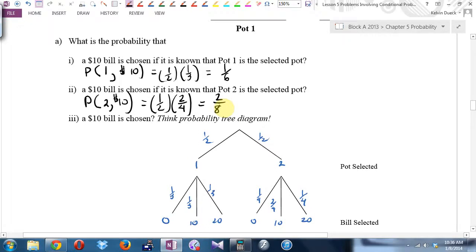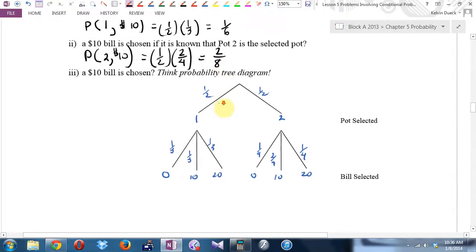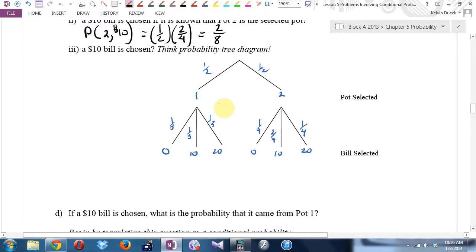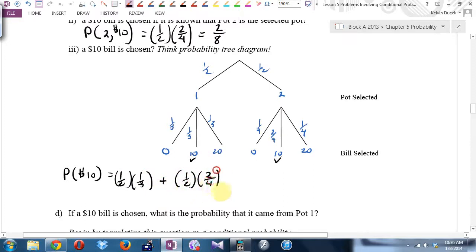What if I just said, what's the probability that a $10 bill is chosen? Well, that says, do any branch that ends in a 10. What that means is this. Probability of a $10 bill. That means this branch or this branch, right? It means 1/2 times 1/3, or 1/2 times 2/4, which is what? As a fraction, please. What do you get? 5/12.